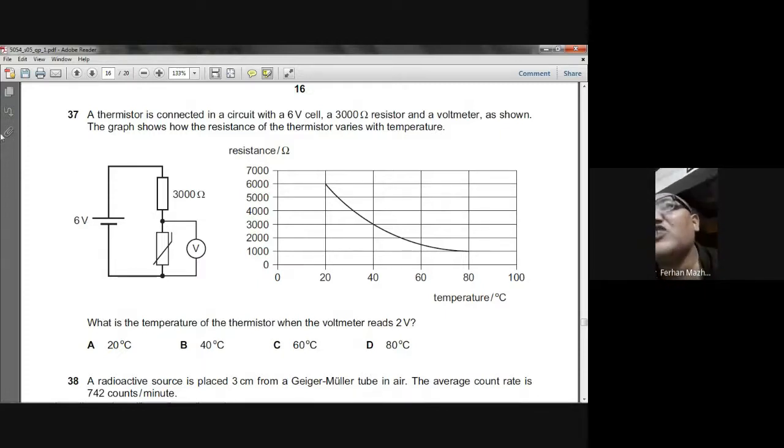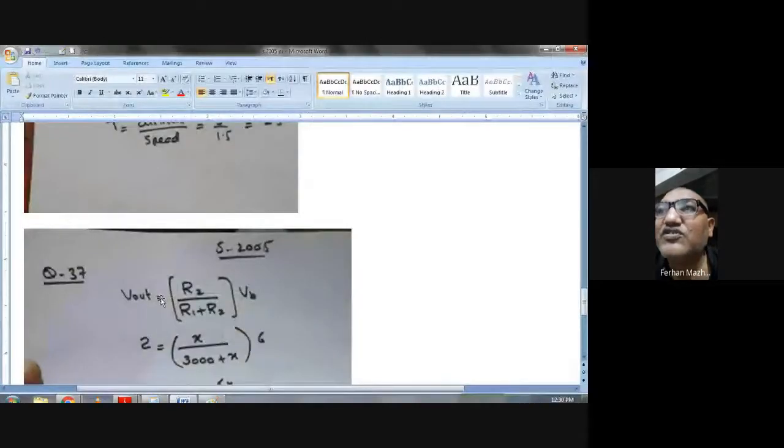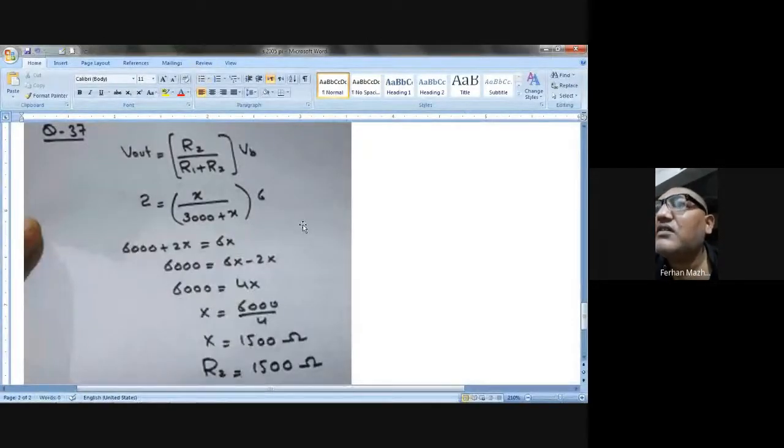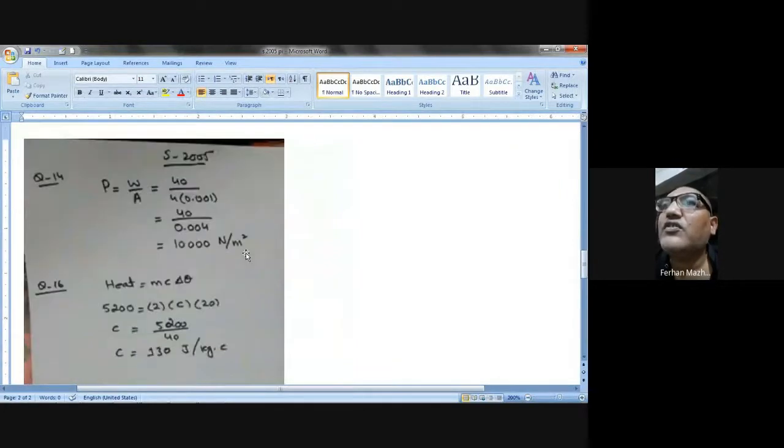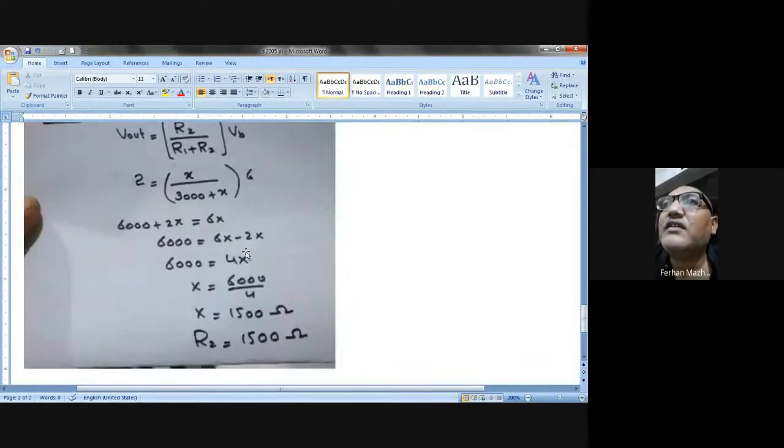You remember the potential divider? Here we have that circuit. This is R1, that is 3000 ohm. R2, I don't know, I want to know it. The V out is across the R2. So the V out value is 2 volt, it is given here. I will apply the famous formula of the potential divider. Let me show you that. Here we go.